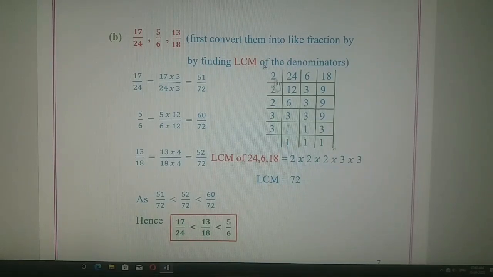So the first prime number 2 can be used, since 24, 6 and 18 are even numbers. They come in 2's table. So we can divide 24, 6 and 18 with 2's table. 2 12s are 24, 2 3s are 6, 2 9s are 18. Now 12 can be divided with 2, but 3 and 9 cannot be divided, so we just have to copy 3 and 9 as it is.